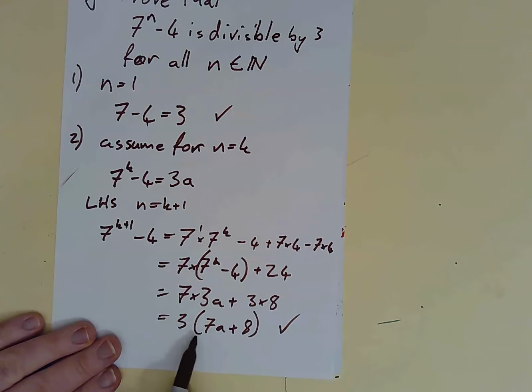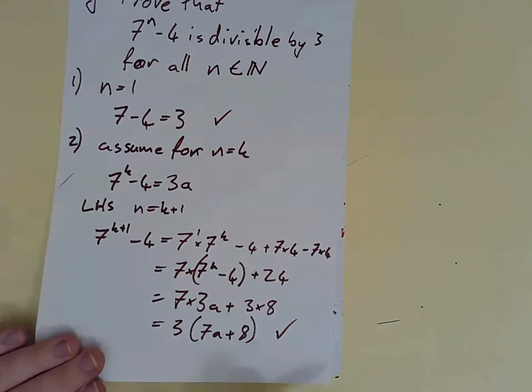So I factor out a 3. I've got 7a plus 8. I don't know what 7a plus 8 is, but I know it's going to be 3 lots of that. So it's going to be divisible by 3. And that's the end of my proof.